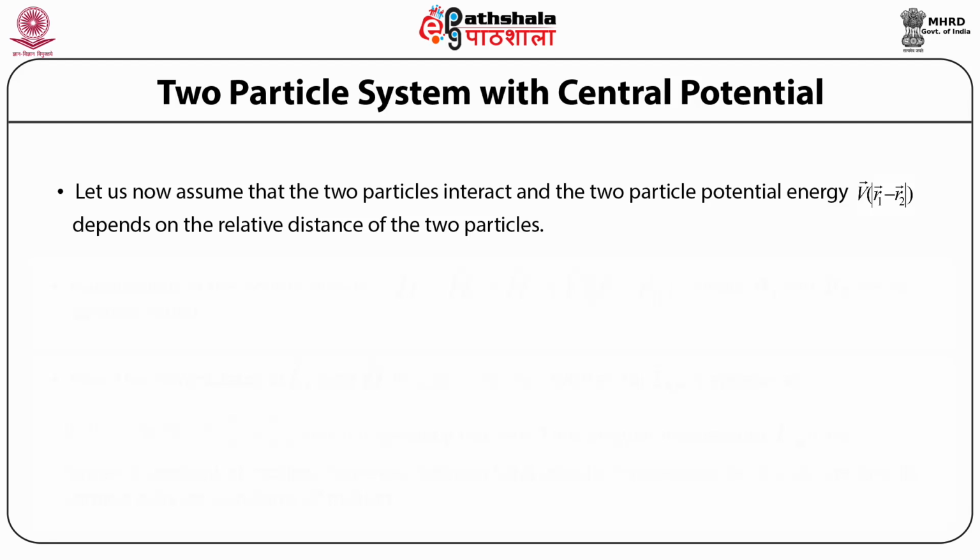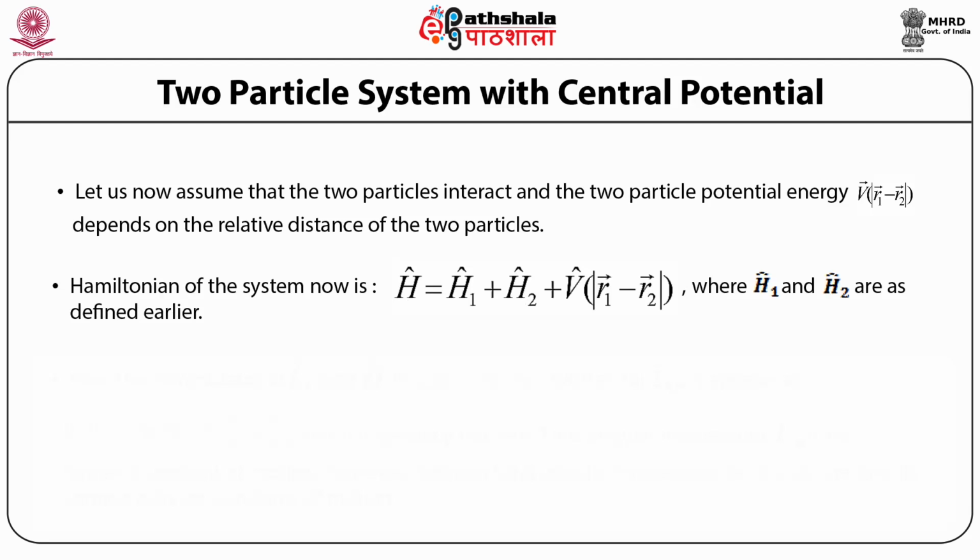So for such a system, the Hamiltonian of the system is given by the relation operator H is equal to operator H1 plus operator H2 plus V as a function of modulus of vector R1 minus vector R2, where the operator H1 is the Hamiltonian corresponding to particle 1, the operator H2 is the Hamiltonian corresponding to particle 2, and V as a function of modulus of position vector R1 minus position vector R2 is the potential of the combined system.